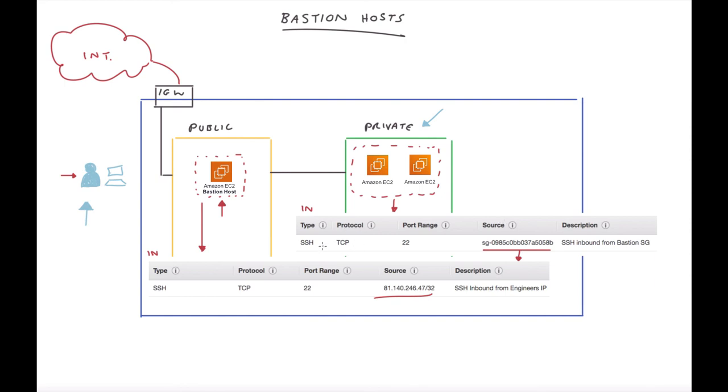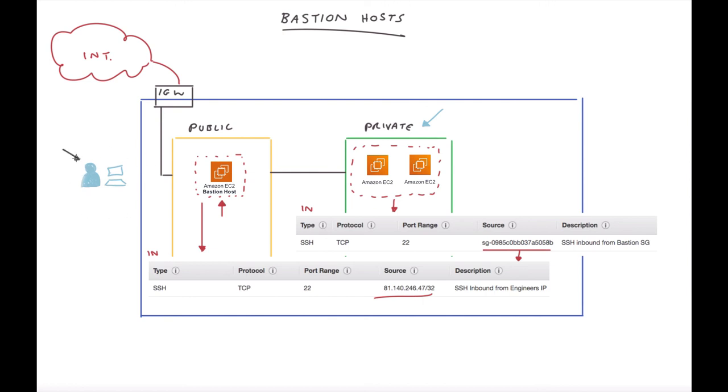So what this is saying is, any instances associated to this security group allow inbound SSH from any resource sitting within this security group, which, as we know, is associated to our Bastion host. So that will just allow the Bastion host SSH access to these instances. So now we have our security group set up and configured. However, let me just talk you through the connection process.